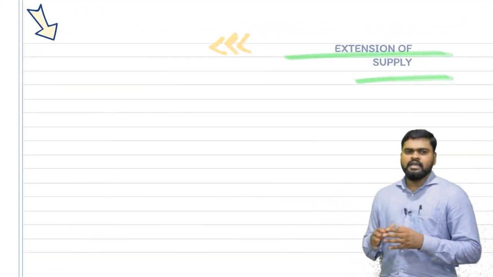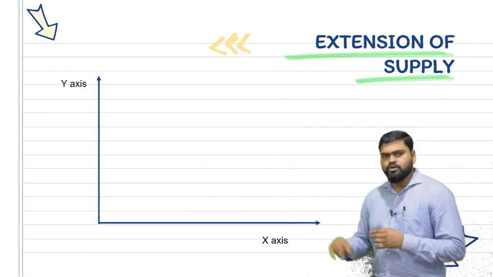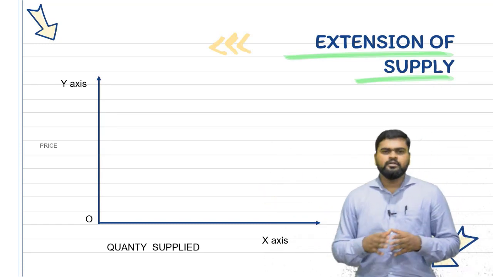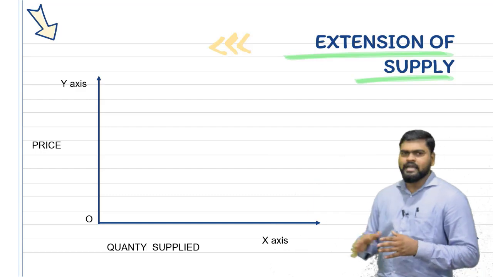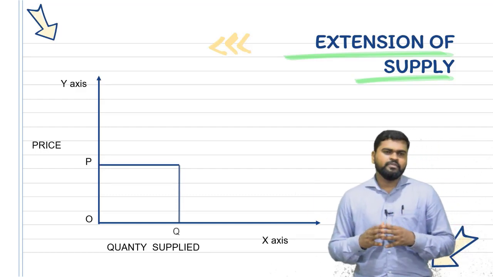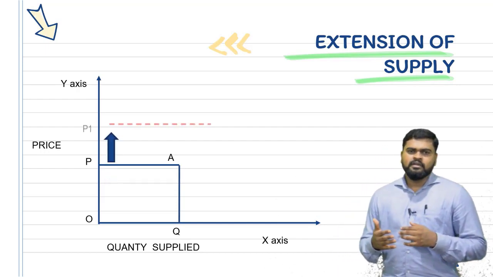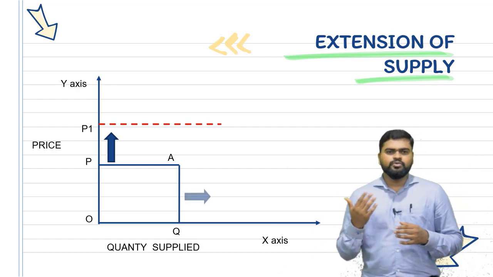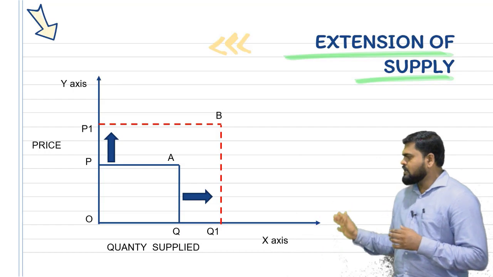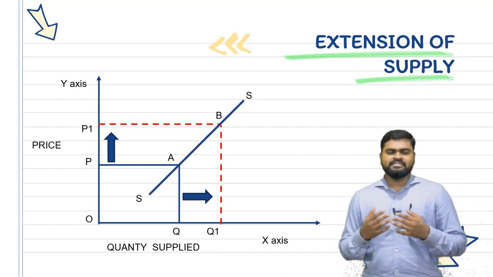So if you see the extension of supply, we have the x-axis, the y-axis, and the origin O. On the x-axis we denote quantity supplied, on the y-axis we denote price. P is the price. At price P, Q is the quantity at point A. When price increases to P1, quantity supplied also increases to Q1 at point B. When price increases, quantity supplied also increases. We have the supply curve SS. So that is in simple terms called extension of supply.